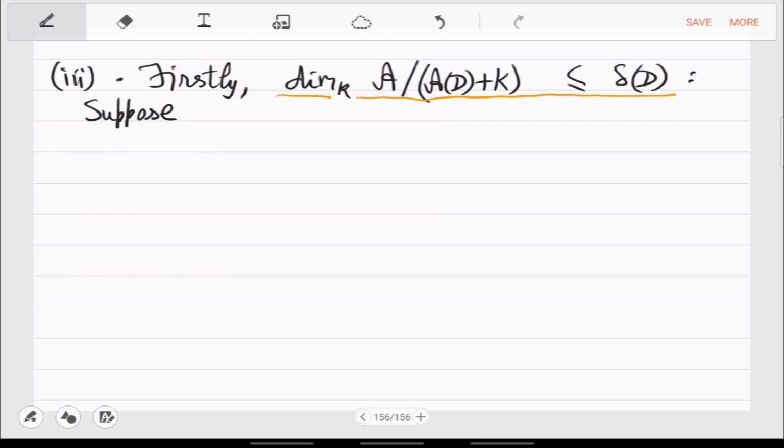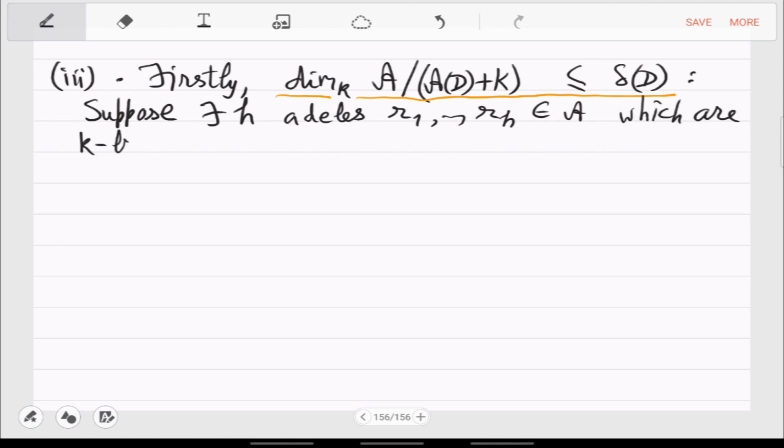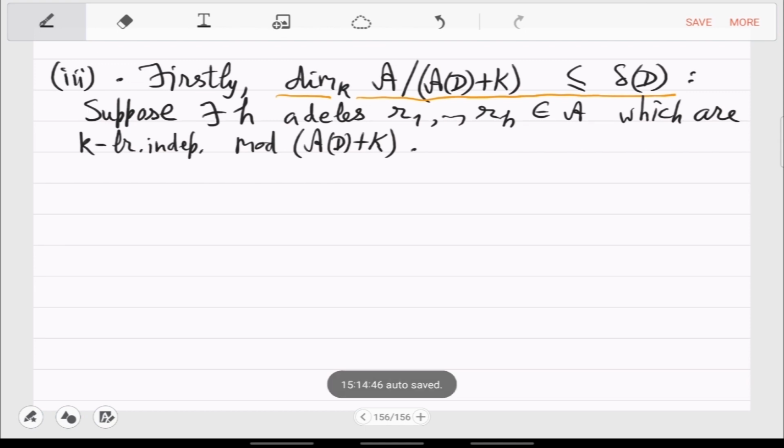So suppose there exist H elements, H Adeles R1 to RH in A, which are K linearly independent mod A_D plus K. Yeah, and for this basis we will work out some calculations which will imply that H has to be less than or equal to delta D. Okay, so let's do that.